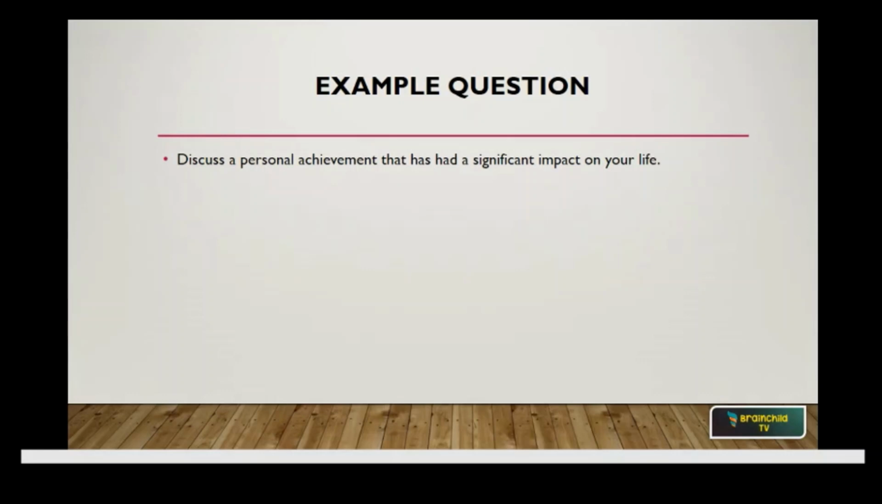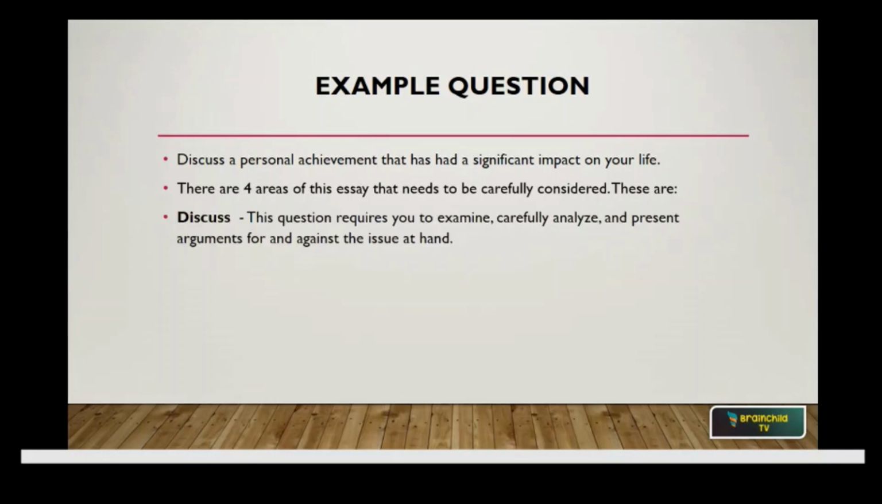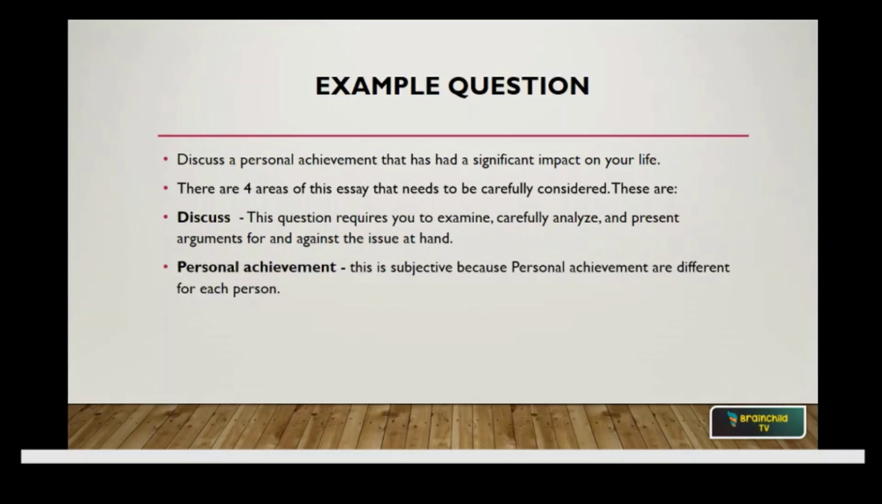Now, by looking at this, you're going to realize that there are 4 areas that need to be analyzed coming from this question. What are these 4 areas? The first thing is that the instruction is that you should discuss. So it is not asking you to explain, it is not asking you to analyze, it is asking you to discuss. So discuss is what you need to do here. Okay. The second thing is that it is asking you to look at a personal achievement.